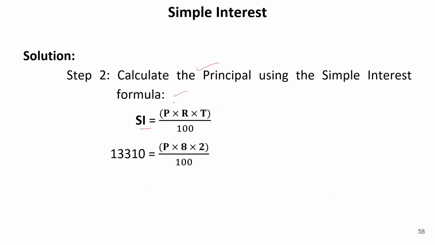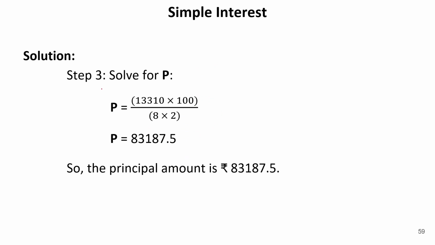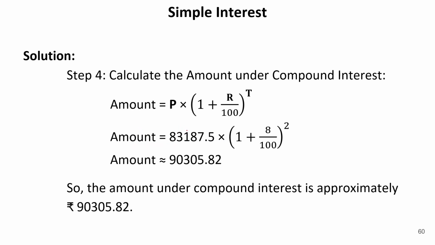So SI is equal to PRT by 100. So 13,310 is equal to P into 8 into 2 whole by 100, right? So P is equal to 13,310 into 100 whole by 16. So it is 83,187.5. So the principal amount is 83,187.5.